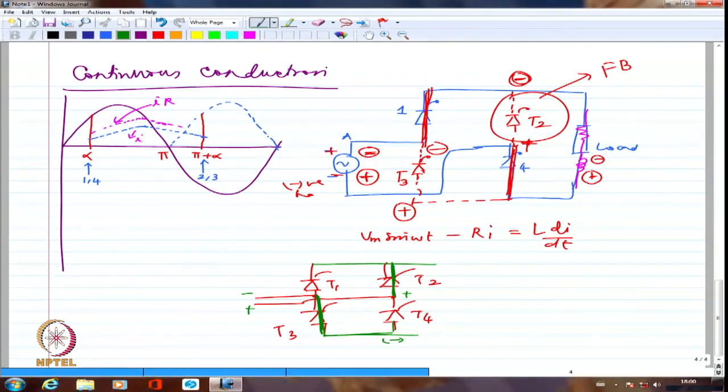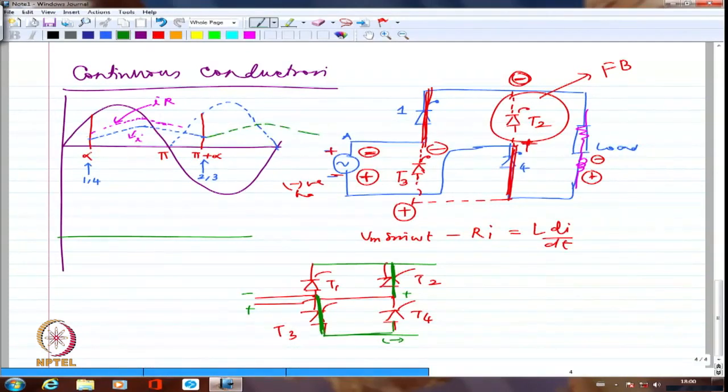If I have to fire 1 and 4, it has to be in the positive half cycle. If I have to fire 2 and 3, the firing has to be done only in the negative half cycle. Otherwise, I cannot really do that. So now if I look at the voltage for this, the load voltage, I'm talking about load voltage. So this current will repeat itself.